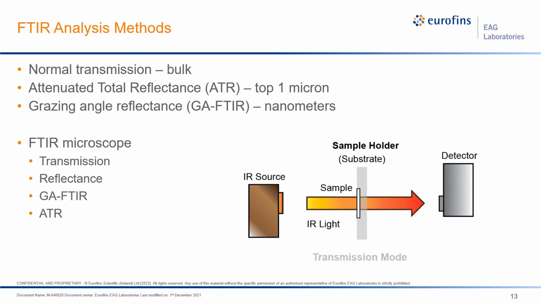FTIR can be done in several modes. So the typical mode is the transmission mode, which provides bulk properties. We also have the attenuated total reflectance mode and the grazing angle ATR mode as well, GA-ATR. In addition, we can do all these things with a microscope. So again, the transmission measurement takes place where we have our sample here, we irradiate it with the IR light, and we detect the signal in transmission mode through the thickness of the sample.